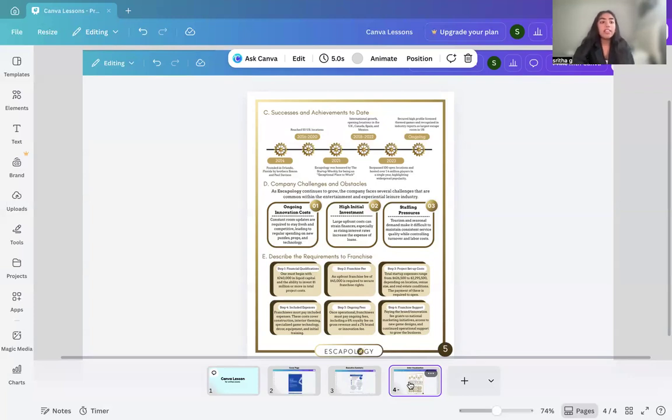To wrap things up, Canva is one of the best tools available for DECA written events. Whether you're creating a traditional written paper, an innovation plan, an IMC, or even a pitch deck, strong visual presentation can elevate your project.